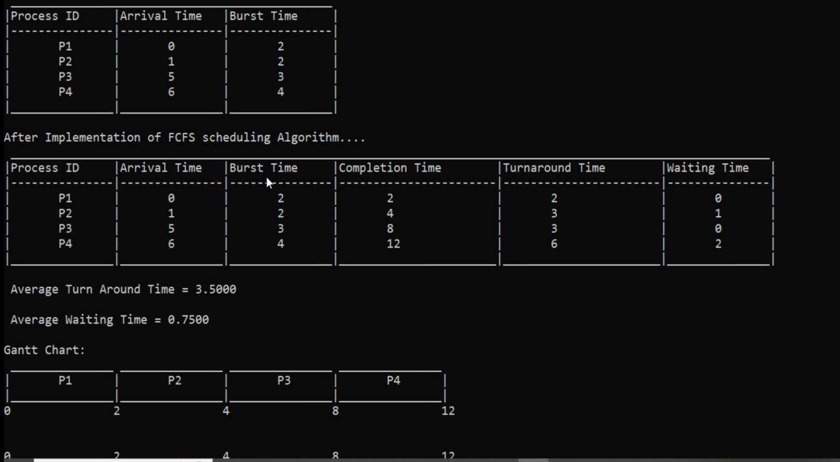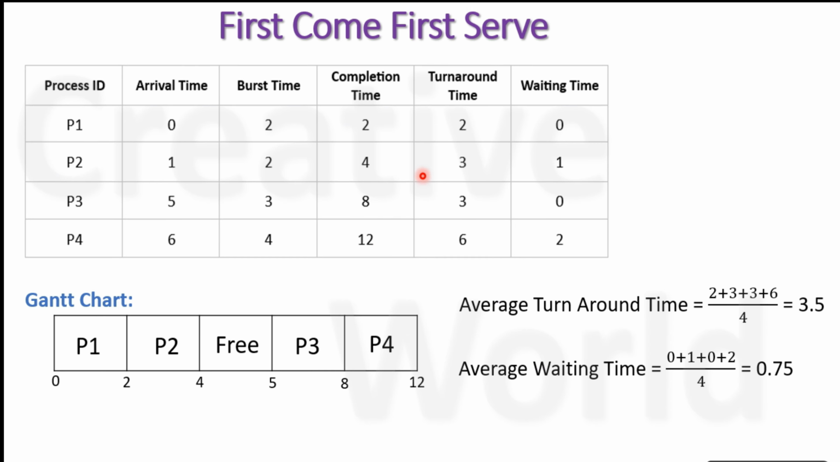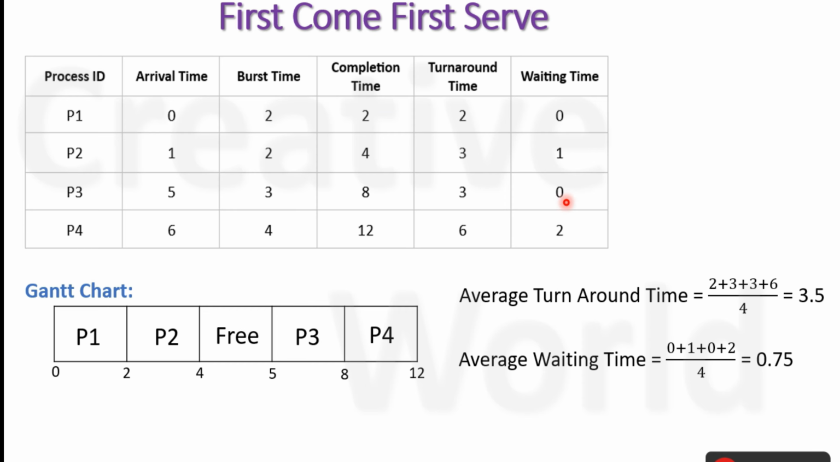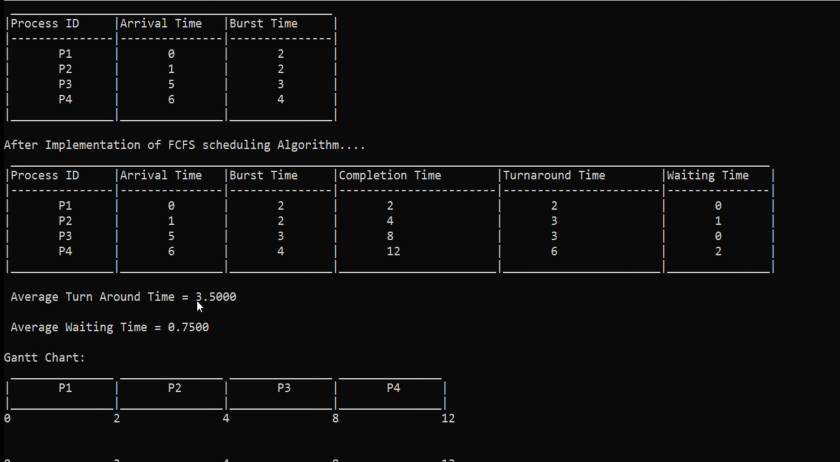So first of all, we will confirm completion time: 2, 4, 8 and 12. Turnaround time is 2, 3, 3, 6. Next, waiting time is 0, 1, 0, 2. Average turnaround time is 3.5 and average waiting time is 0.75.